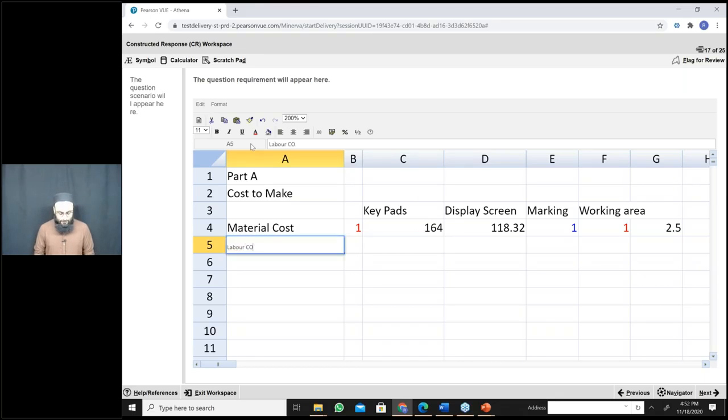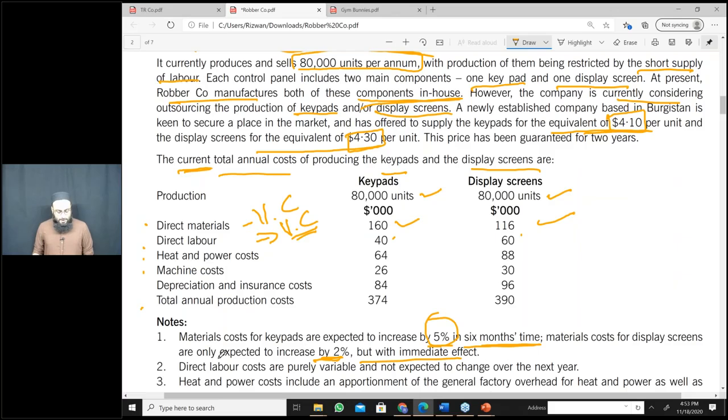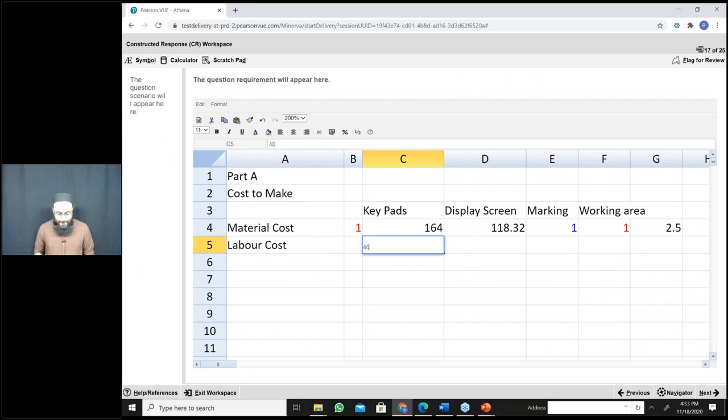Yes, guys, clear? What's your feedback? Labor cost. Okay. So what to do for labor cost? Labor cost is 40 and 60. Direct labor are purely variable and are not expected to change over the next year. Perfect. So what do you think? Should I take this as it is? Come on, reply me quickly. So the answer is yes, I should take this as it is. 40 and 60 will not change.